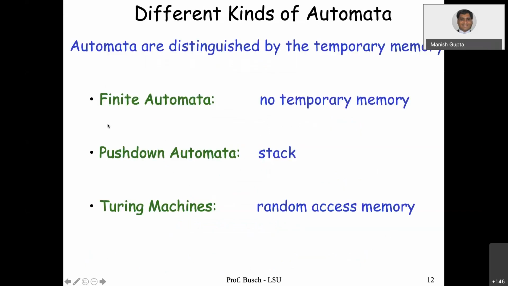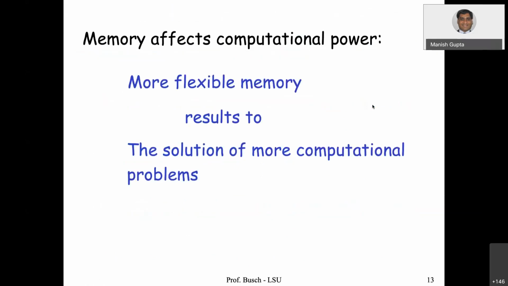As I told you, different kinds of automata are distinguished by the temporary memory. Finite automata have no temporary memory. Push down automata have a stack memory: something goes in, and it can push something in and pop something out. Then there is the Turing machine, which has random access memory. So memory affects computational power. More flexible memory results in the solution of more computational problems.